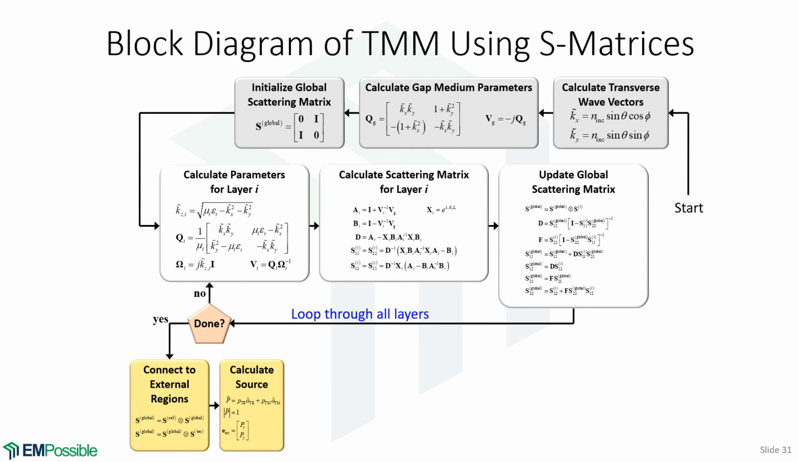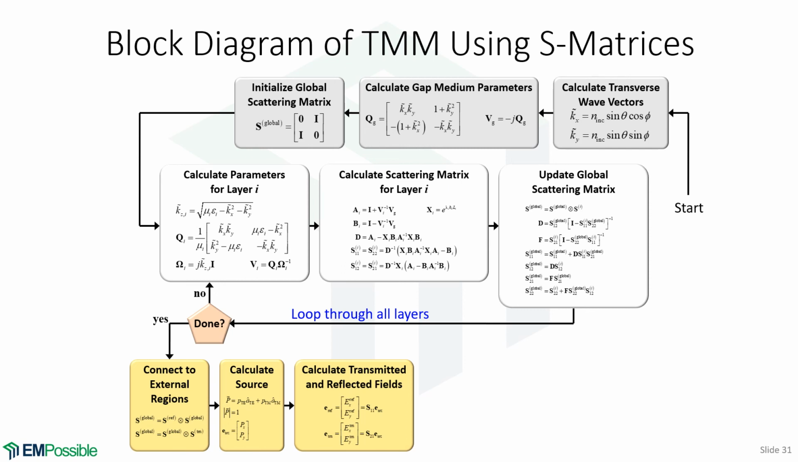This is a good point to calculate the source. Sometimes, if I'm in the right mood, I will also do that when I'm calculating these transverse wave vector components, and I'll call it a step that says calculate everything about the source. But technically, the polarization vector is not needed until after the main loop runs. So this is where we'll calculate it.